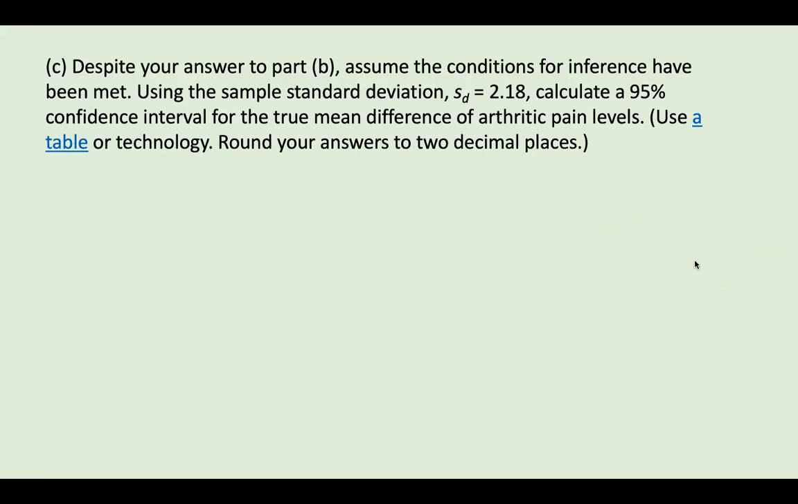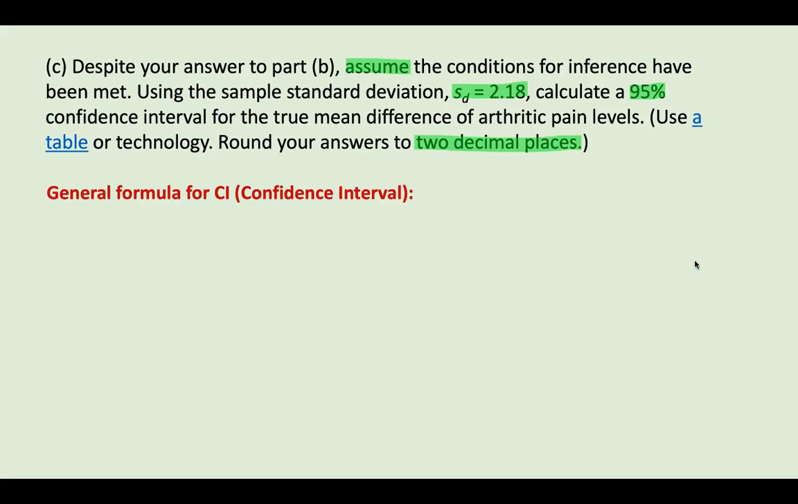Despite your answer to part B, assume the conditions for inference have been met. Using the sample standard deviation S.D. equal to 2.18, calculate a 95% confidence interval for the true mean difference of arthritic pain levels. Use a table or technology and round your answers to 2 decimal places. So the keyword is assume. The standard deviation is 2.18. A 95% confidence interval, and round your answers to 2 decimal places.